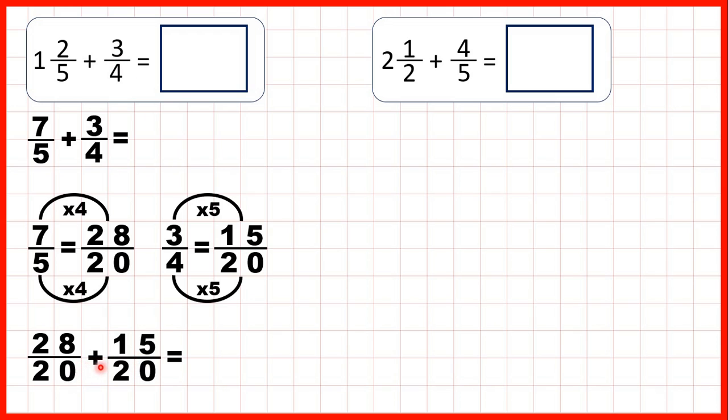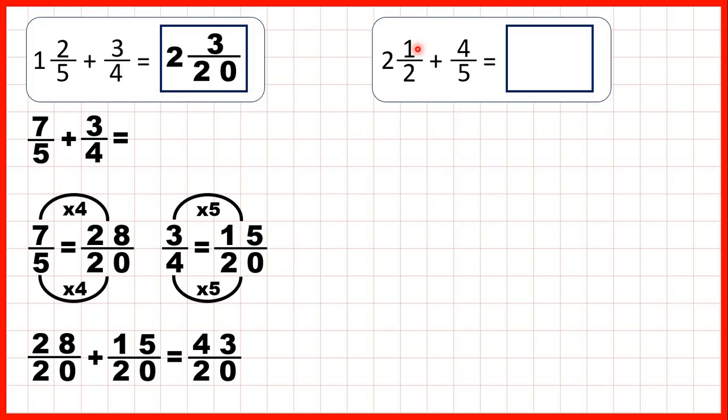So now our denominators are the same, so the denominator stays the same in the answer, and 28 plus 15 is 43. So as an improper fraction, our answer is 43/20. We can turn that back into a mixed number by dividing. 43 divided by 20 is 2 remainder 3, and the denominator stays the same. And we can check that that works because 2 times 20 is 40, plus 3 is 43.